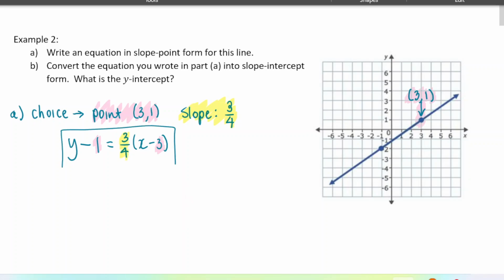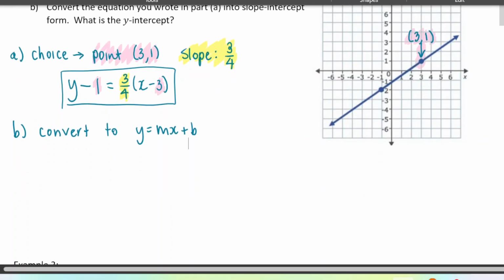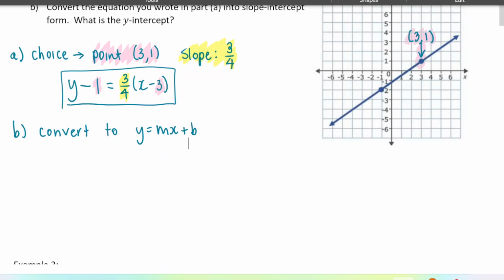So there's our equation. Now, this equation is in slope point form, but what if I wanted to convert it to y equals mx plus b? That's what we're asked to do in part B. So what I want to do is just use some algebra rules to rearrange that equation and change it into y equals mx plus b format, and then we can tell what the y-intercept is. It's not obvious from the graph what the y-intercept is. It's somewhere between -1 and -2, but hard to tell exactly. So we're going to use this equation to do that.